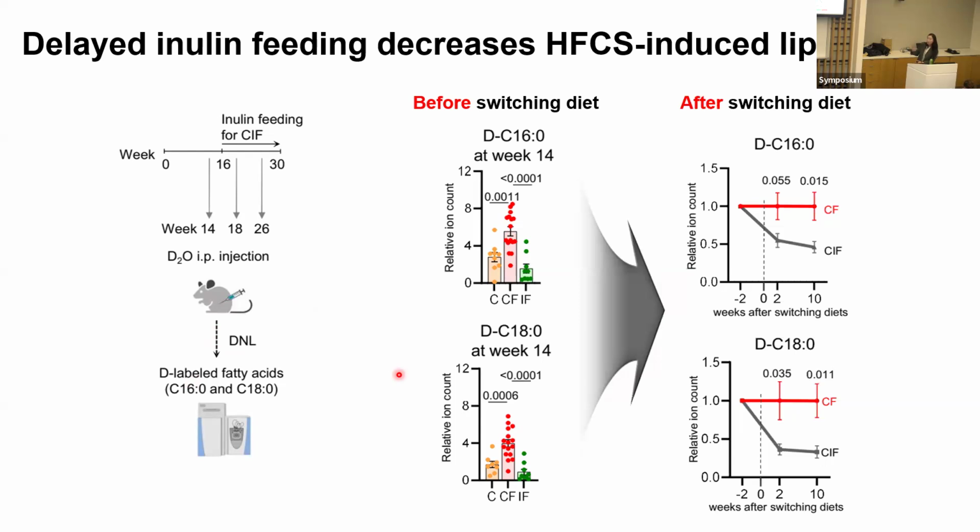After we switched from the control diet to the inulin diet, we surprisingly found that the inulin diet suppressed lipogenesis even 2 weeks after starting it. And it maintained low lipogenesis even while the mice were drinking high fructose water.